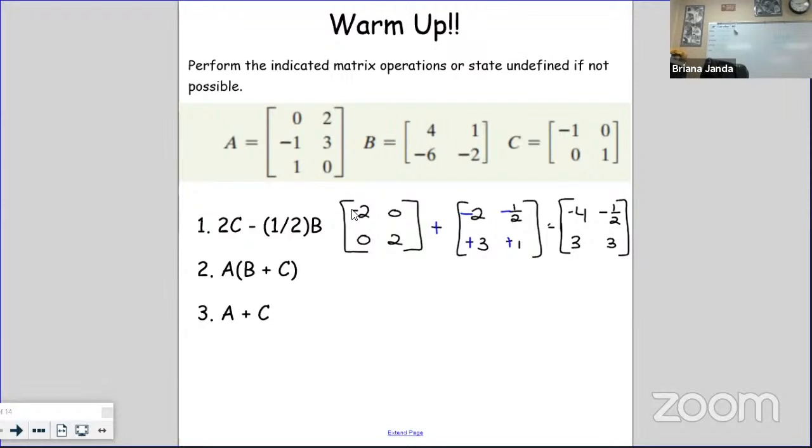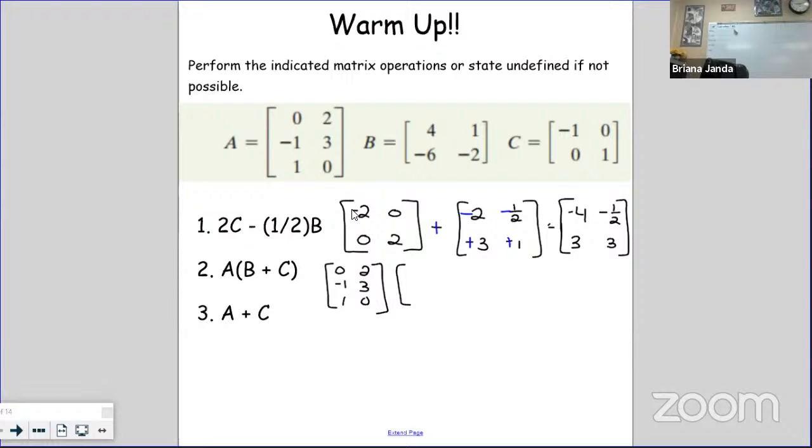Okay. Next one. We could distribute the matrix A through, but that's going to end up giving you a lot more work. So I would strategically add B plus C first and then do the multiplication part second. So I'm going to hang on to A. And do B plus C. Remember, B plus C is just adding corresponding elements.